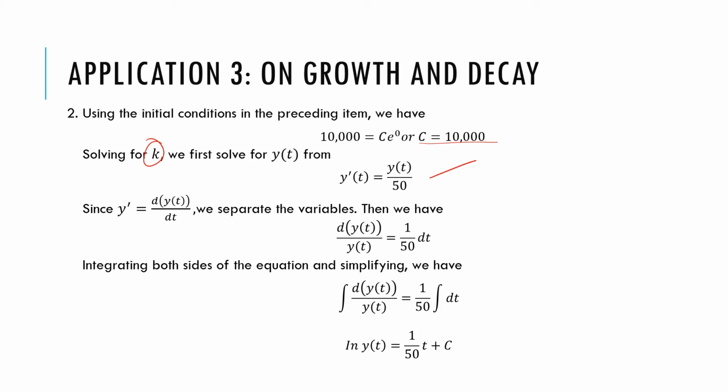Naging ganito na siya. Then, i-integrate natin yung both sides ulit. So, na-isolate yung 1 over 50 on the right side of the equation. Then, this part, since sa integration rules natin, natural logarithm y of t is equal to negative 1 over 50 t plus c. Next slide.